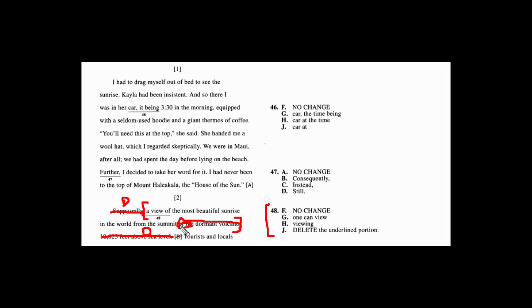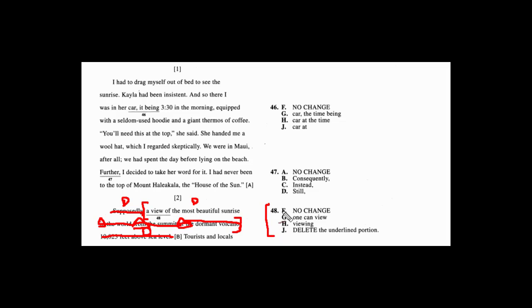Let's say that you didn't see it. Here's another mummy wedge. Okay, so from the summit, you could cross that out. A view of the most beautiful sunrise in the world. Okay, so you can see that. Let's say that you still have some problems. Here's another mummy wedge you could prune out, in the world. Okay, a view of the most beautiful sunrise. Okay, so now right away you can see that this is a dependent clause.